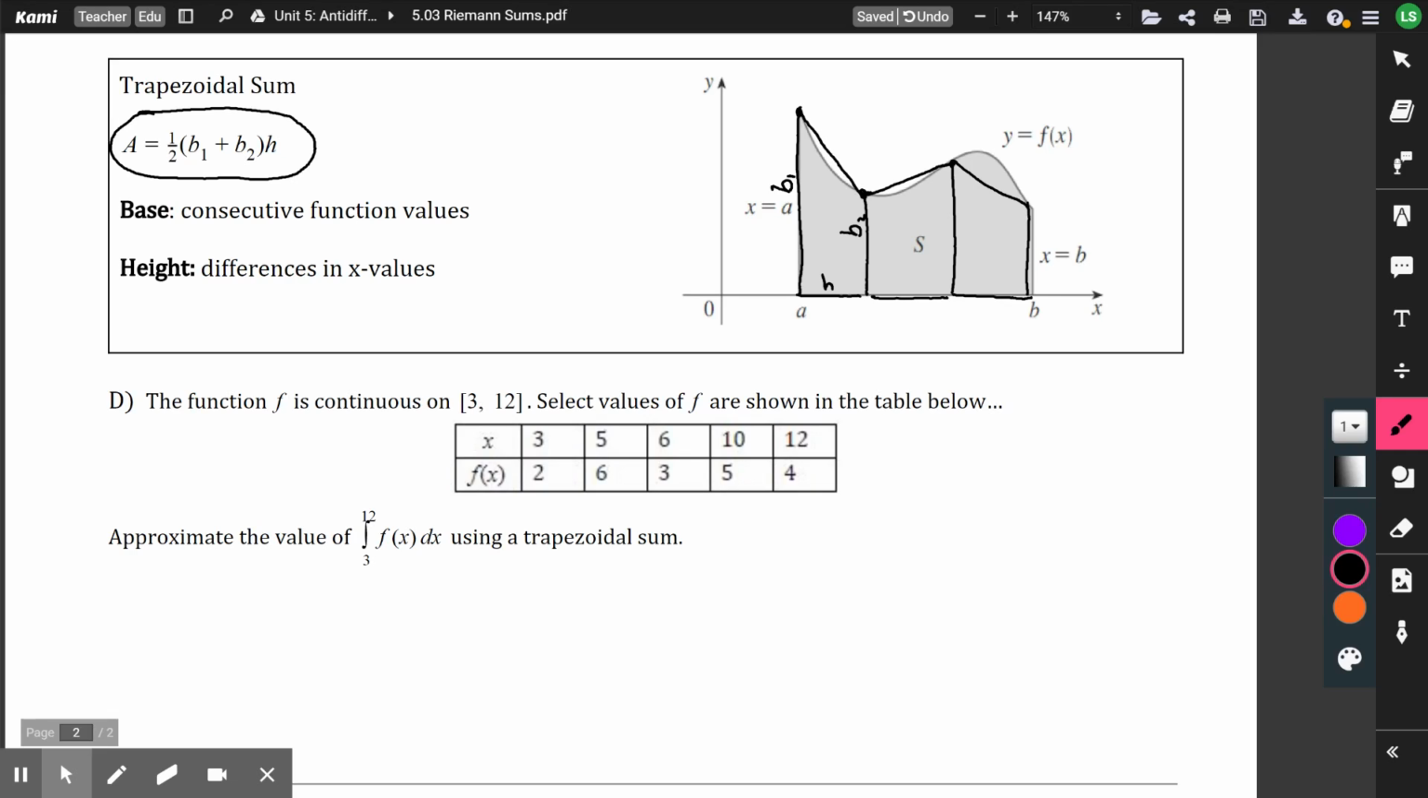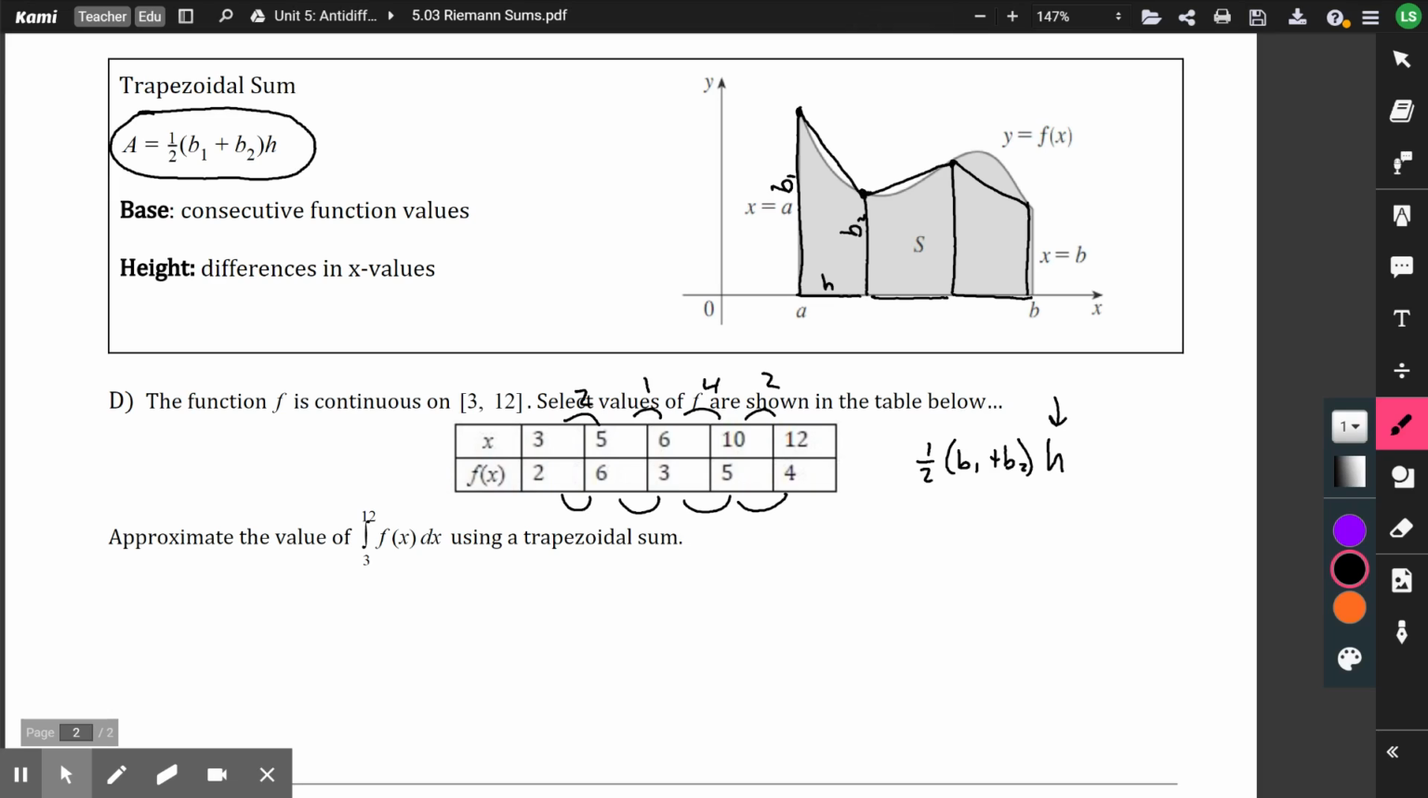So in this case down here, we're going to approximate the integral from 3 to 12 of f of x dx using a trapezoidal sum. We've got basically 1, 2, 3, 4 sets of data, so we're going to break this into 4 different trapezoids. Each one of those trapezoids is going to have 1/2 base 1 plus base 2 times a height. The height in this case is the difference in your x values. So it's a difference of 2, a difference of 1, a difference of 4, and a difference of 2.